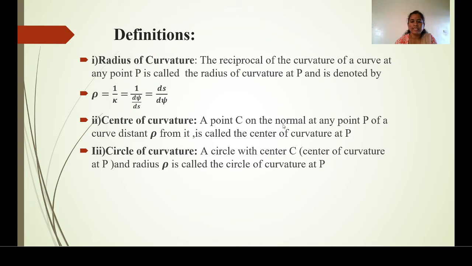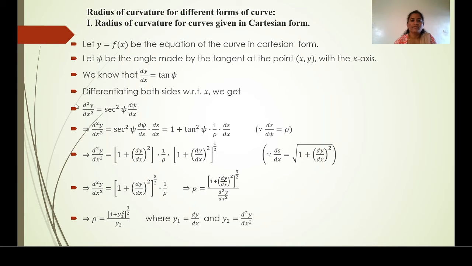Next we move on to the definition of center of curvature. A point C on the normal at any point P of a curve, at a distance rho from it, is called the center of curvature at the point P. Next, the circle of curvature: a circle with center C, the center of curvature at the point P, and radius of curvature rho is called the circle of curvature at P. Next we move on to the radius of curvature for curves given in Cartesian form. Let us see the derivation.